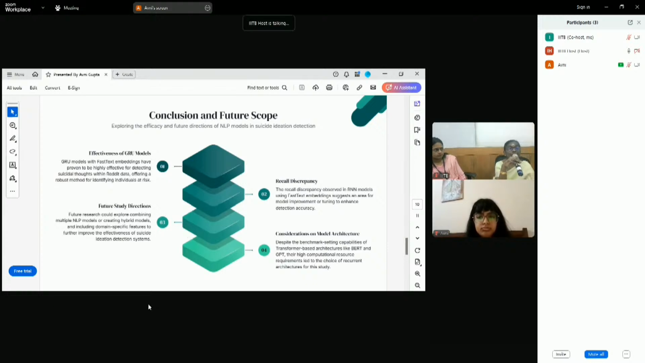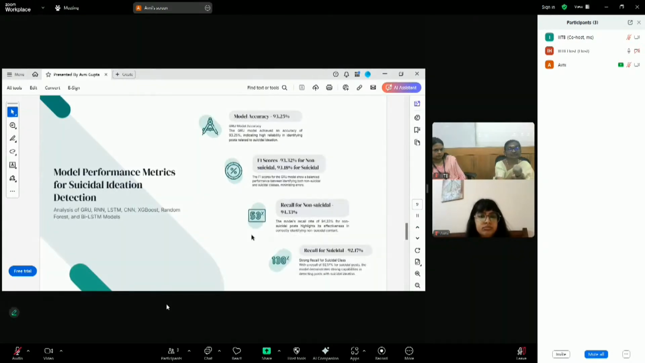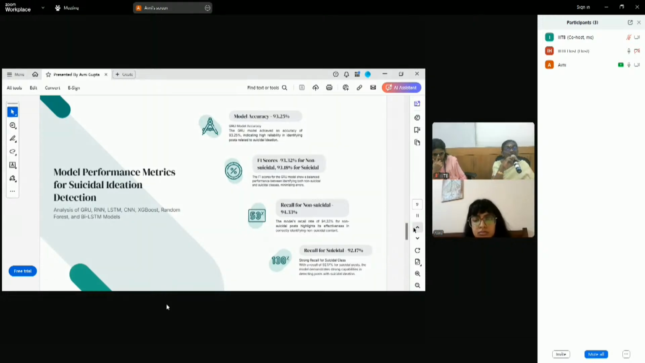Okay. Could you move on to the previous slide? Yes, ma'am. Here, on the left, you have mentioned analysis of GRU, RNN, LSTM, CNN, and other things. Did you analyze all of these techniques? Yes, ma'am. I can share the table with you. Actually, we missed that in this PPT. We had prepared a complete table. Just a second, let me share that table with you.